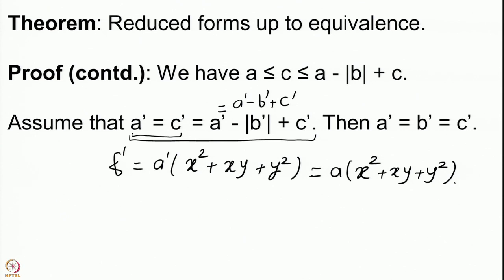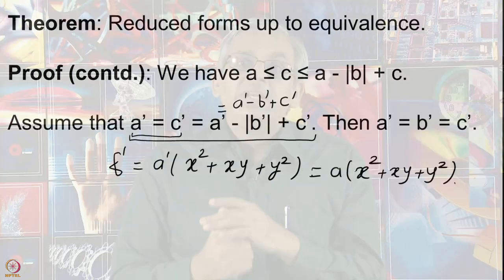A prime is A because we are taking the smallest value represented by F prime, which has to agree with the smallest value represented by F, and that value is A. So you get that A prime is A, and the form reads (x square plus xy plus y square) multiplied by A prime.